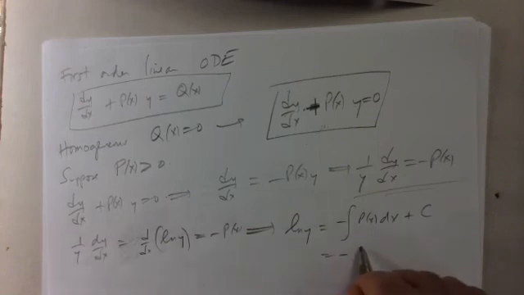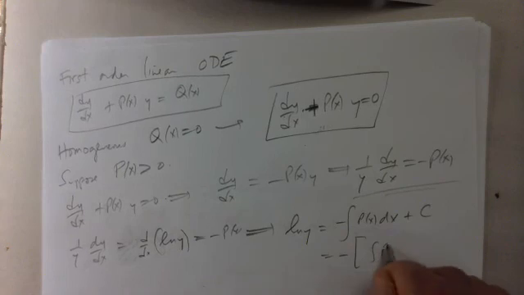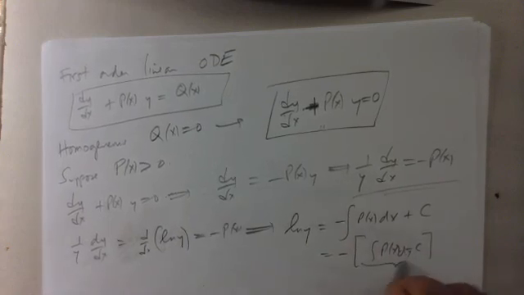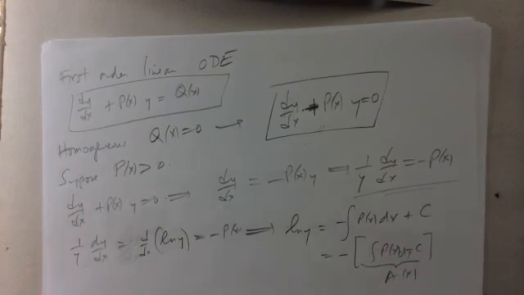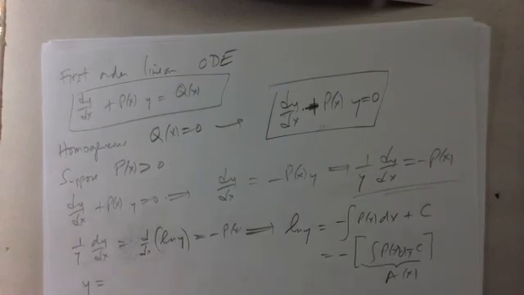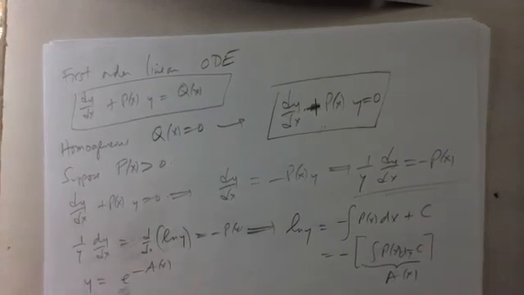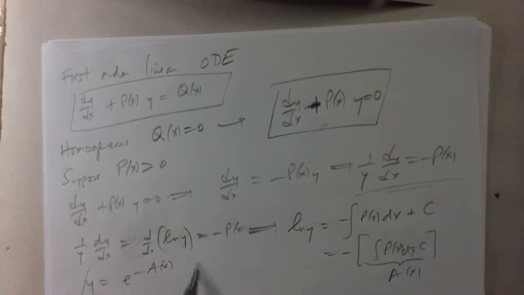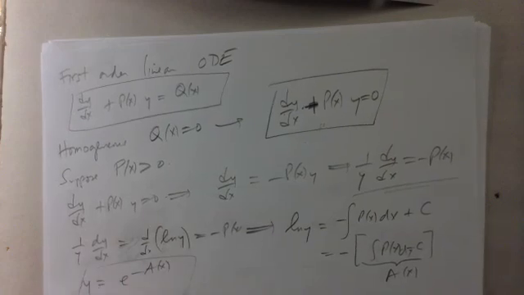I'm just going to write this as minus the integral of p of x minus c. And I'm going to call this a of x just for brevity. So if I exponentiate, y is equal to e to the minus a of x. So I've solved the problem.